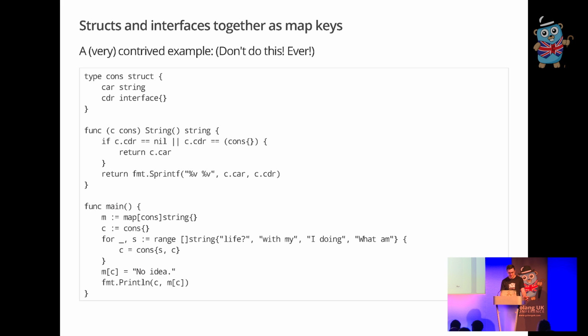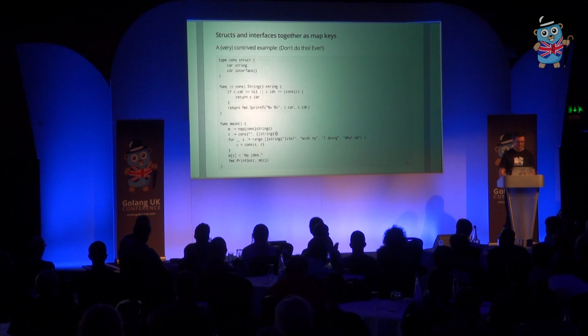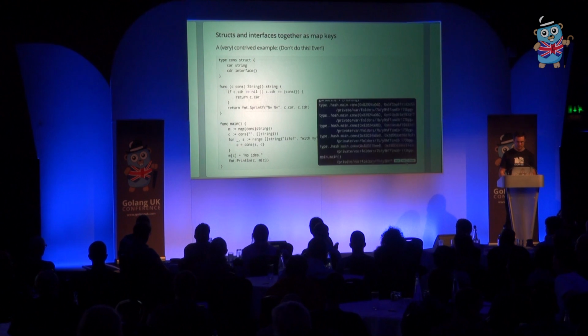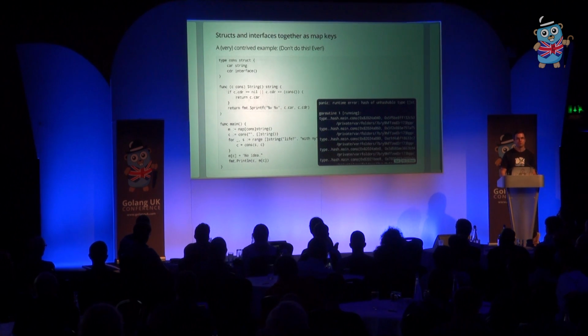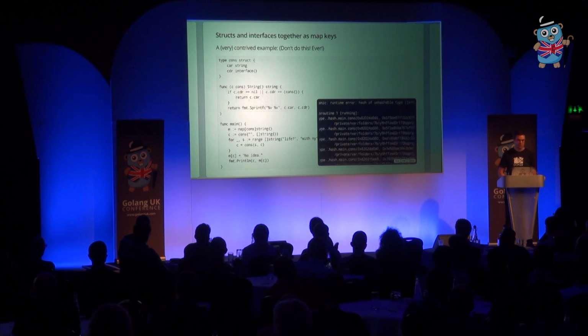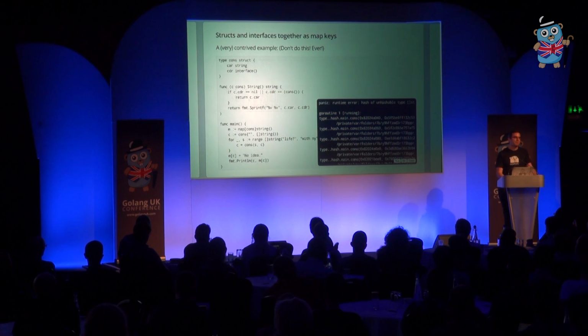But the interesting thing here is if I populate the cdr field of my initial cons with something that's not comparable, like a slice of strings, and I run that, I actually get a runtime explosion. So I get a hash of an unhashable type, slice of string. And so this is another reason why you shouldn't use interface values, and particularly empty interface values, as struct keys, because you open the door for runtime explosions like this, which are bad.